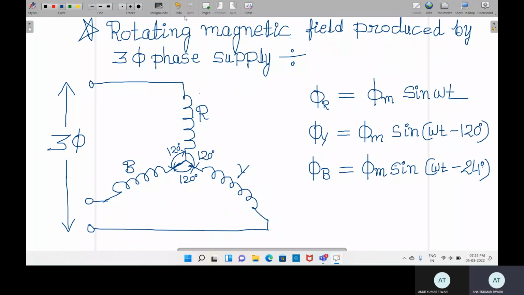So 240 degrees means it is placed 240 degrees from the R. But if we consider from the axis Y or coil Y, it is placed 120 degrees displaced from the Y. So now we will draw the vector diagram for these three phases with respect to their fluxes phi R, phi Y, and phi B.